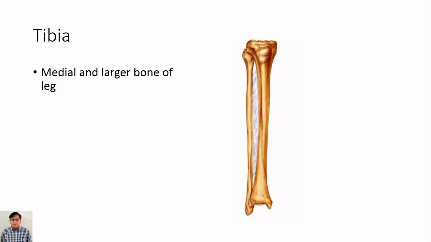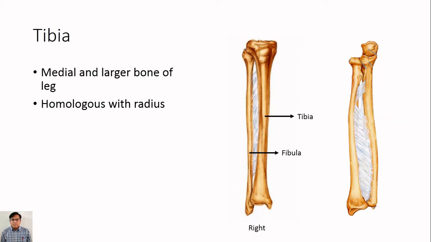As you all know, leg is having two bones, tibia and fibula, and it is homologous with, so this is tibia of right side, this is tibia and this is fibula. It is homologous with radius of the upper limb. So this is radius and ulna of right side, this is radius and this is ulna.